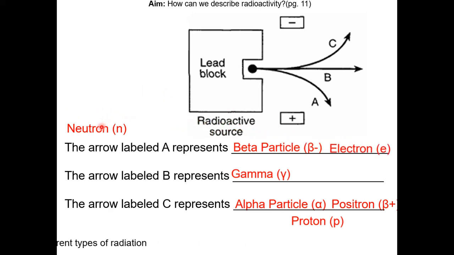Neutrons are neutral. They will not be attracted to the positive or negative charged plate. It'll just go straight through, so arrow B will represent neutron.